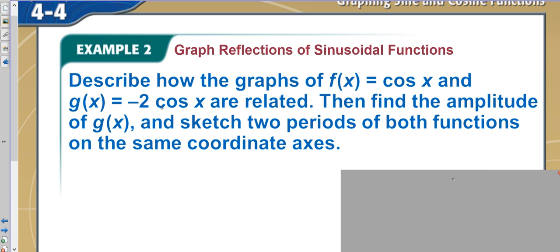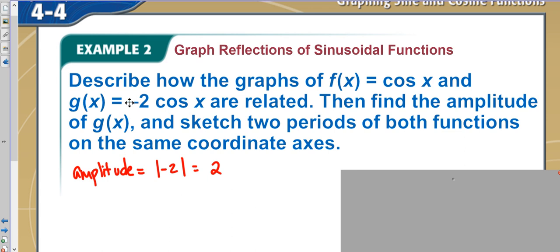Well, the first thing I can tell you is that there's an amplitude here. We know the amplitude is the absolute value of a. So it would be the absolute value of negative 2, which means the distance from 0 to negative 2, or simply put, it's just 2. That's the amplitude. It'll have a height of 2, and it'll have a depth of negative 2.